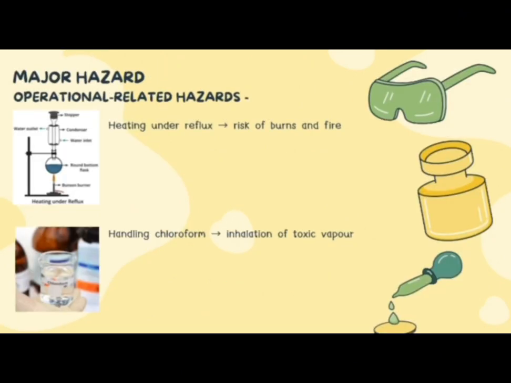So moving on to the next slide, which shows the major operational-related hazards in this experiment. The first hazard is heating under reflux, which can cause burns from hot glassware and fire hazards, especially when using a Bunsen burner. The second hazard is handling chloroform, which is toxic and volatile, and inhaling its vapor can cause dizziness and harm to the nervous system. Therefore, it must be handled in a fume hood with proper PPE.